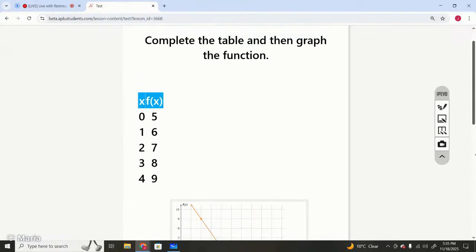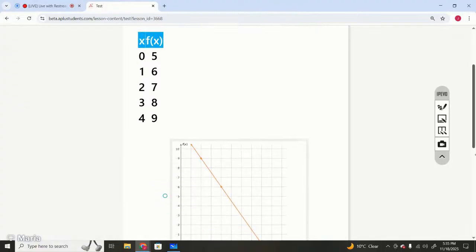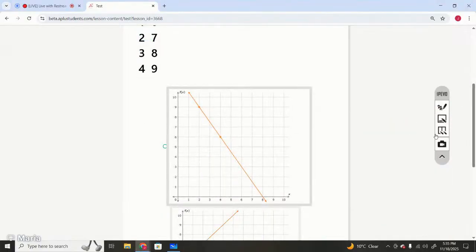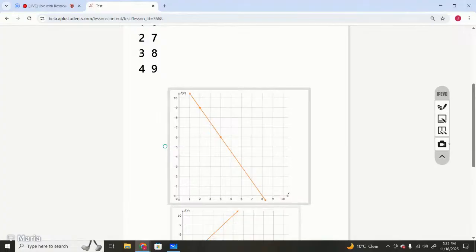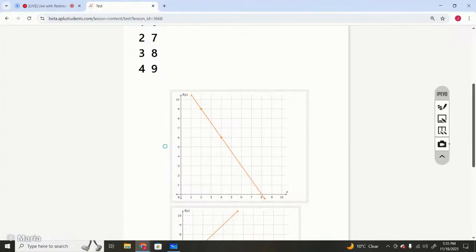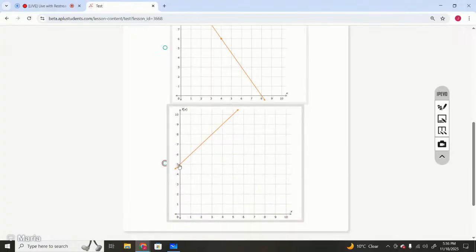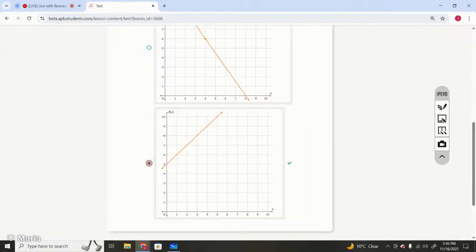Complete the table and then graph the function. So x is 0, y is 5. Let's just match with the first one. X is 0. No, the first one is not the correct option. X is 5. Second option is the correct option.